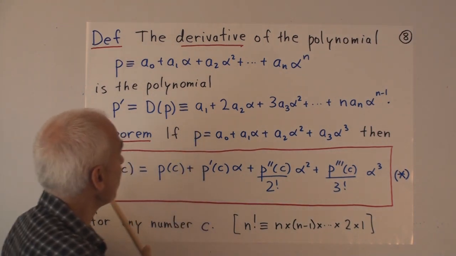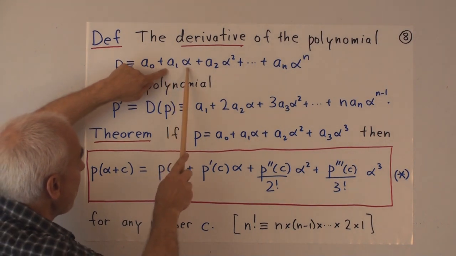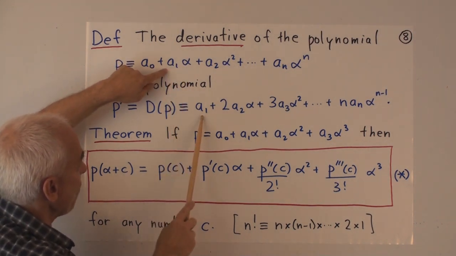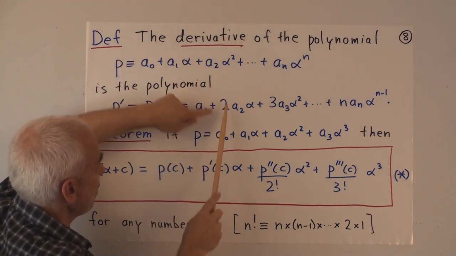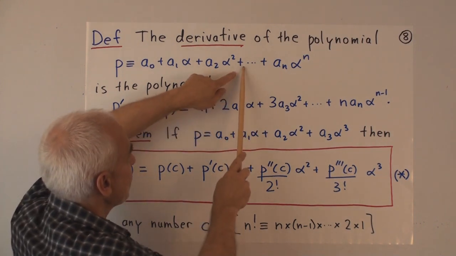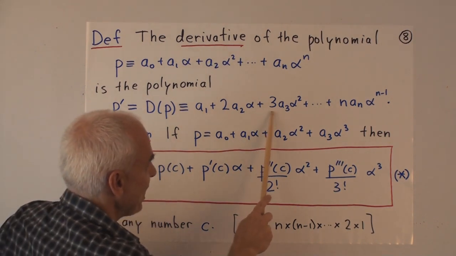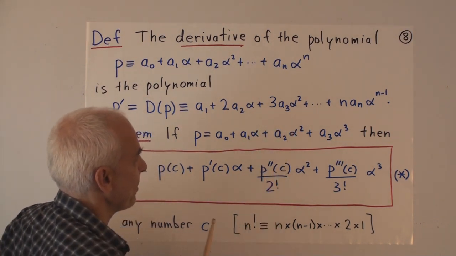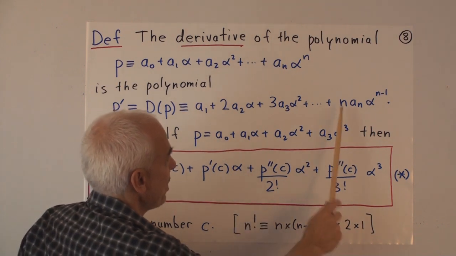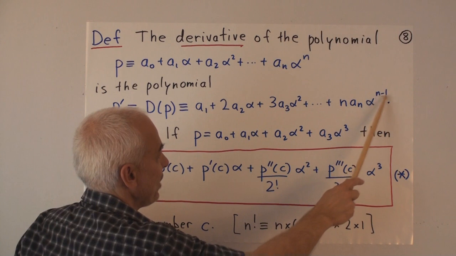And what do we do? Well, the A0 term drops out. The A1 alpha is replaced here with just A1. The A2 alpha squared becomes 2 times A2 alpha. The A3 alpha cubed term, which would be the next one here, gets replaced with 3A3 alpha squared. And the last one, this term here, becomes nAn alpha to the n minus 1.